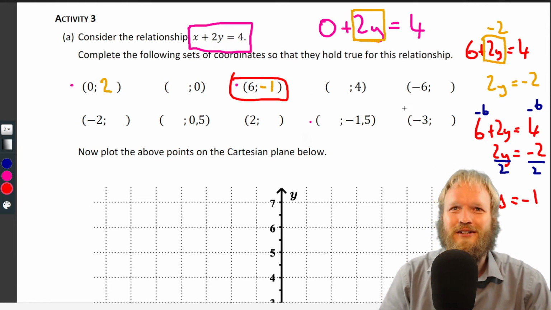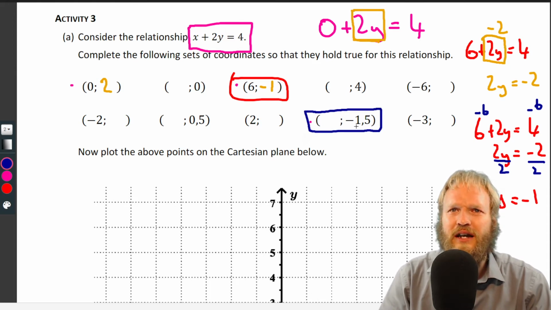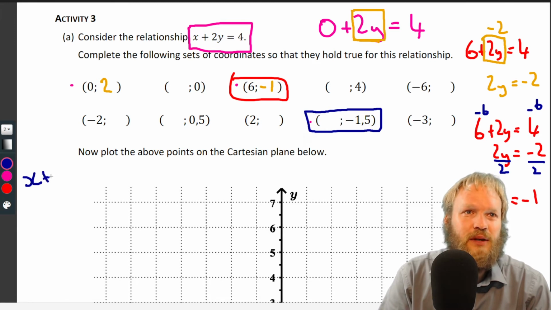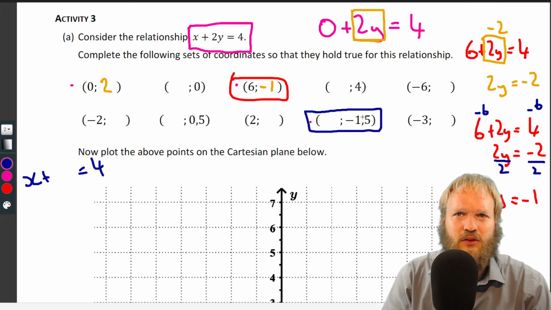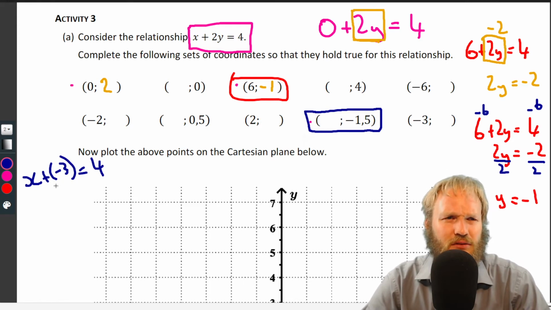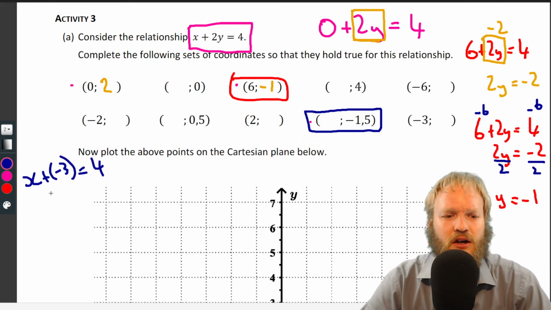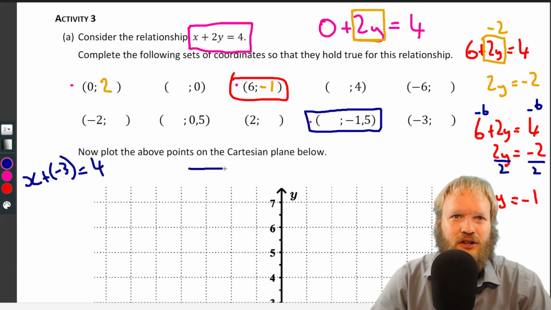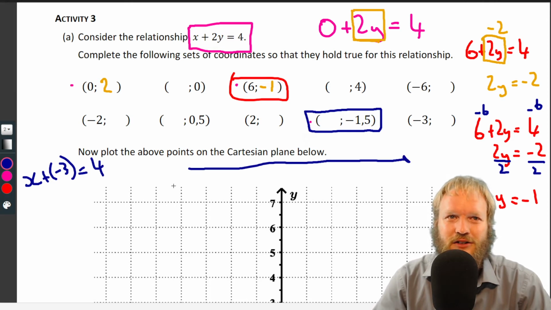So we've got our third point I said was this one over here. So we've got negative 1.5. So we've got x plus 2y equals 4. Now 2 times negative 1.5 is negative 3. So again, without going, oh, solve the equation, we are solving the equation, but going, so what do we need to add to negative 3 to get to 4? Maybe you're doing this in the classroom and you're looking at the front of the class and going, well, there's that beautiful number line over there.